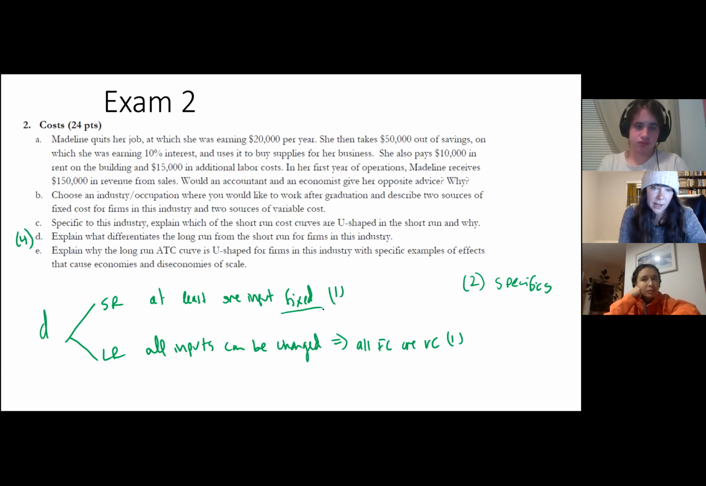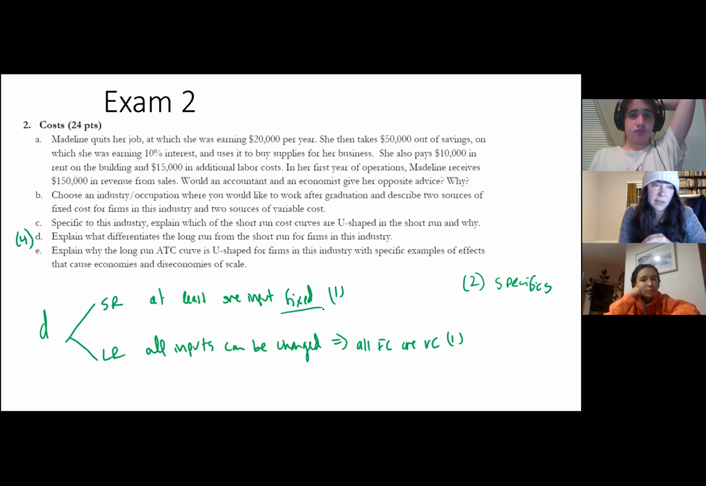For the ice cream shop, probably the thing that's fixed is their lease. So the long run is when they can get out of the lease on their storefront. That's probably not very long for them. So think about, for your industry, what takes the longest to change? That makes sense. A lot of people were just like, long run, short run.